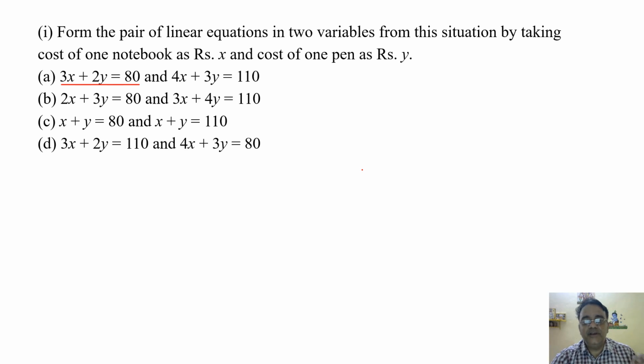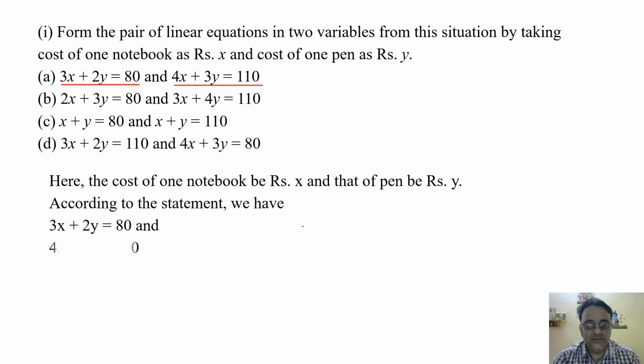In an MCQ, if the answer has 2 parts and the first part matches in one option but not in the others, you can blindly tick that option. There is no need to solve the second one. The second one was Lohit's: 4 notebooks and 3 pens and total amount is 110. So definitely 4x plus 3y is equal to 110. Right? So the correct option is option A. This is clear, all of you?